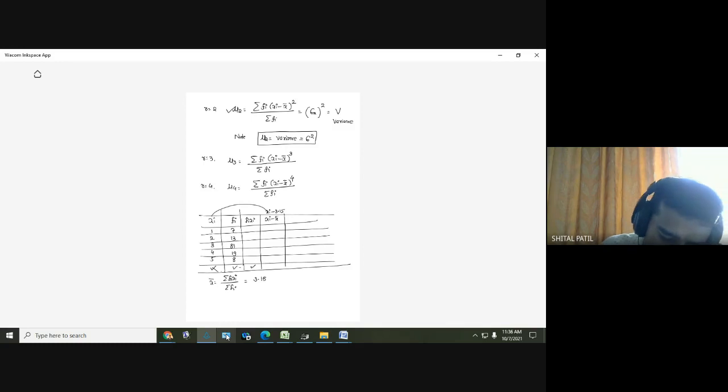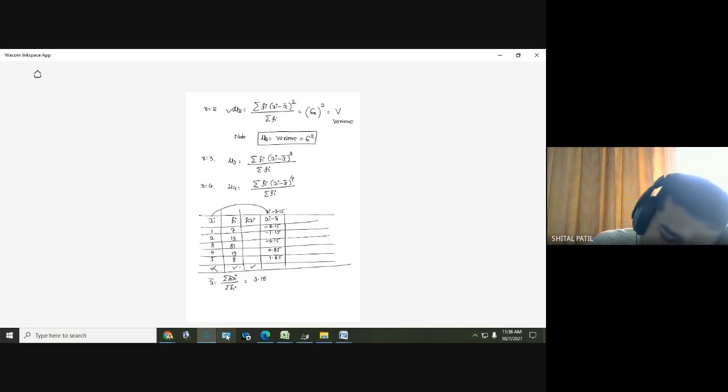I want to find their difference. 1 minus 3.15, so minus 2.15. Then this will be minus 1.15. Then 3 minus 3.15, so minus 0.15. Then 4 minus 3.15, so plus 0.85. Then I'll get 1.85. I think everyone is getting this.